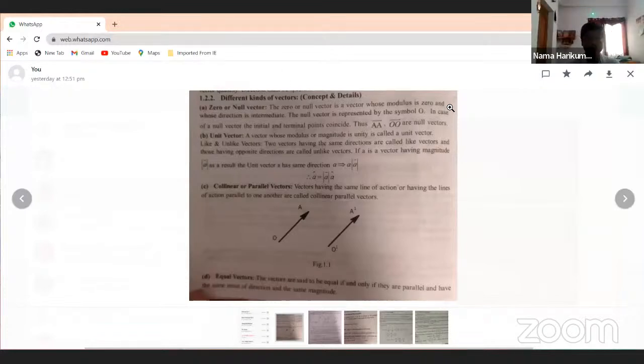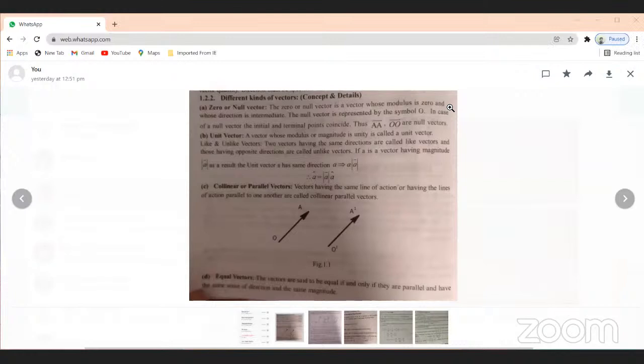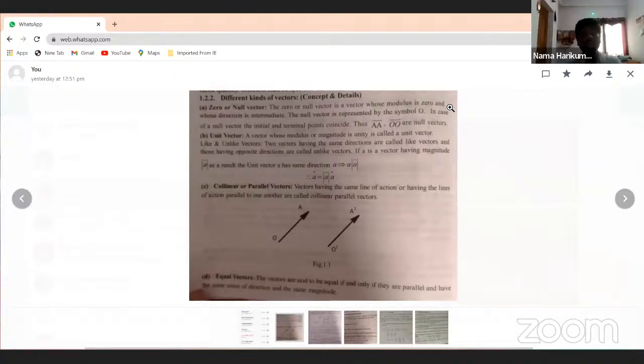Next, we have to go to parallel vectors. Small heading is parallel vectors. So parallel vector means two vectors moving in a parallel direction, parallel to each other. After the explanation you can write it.